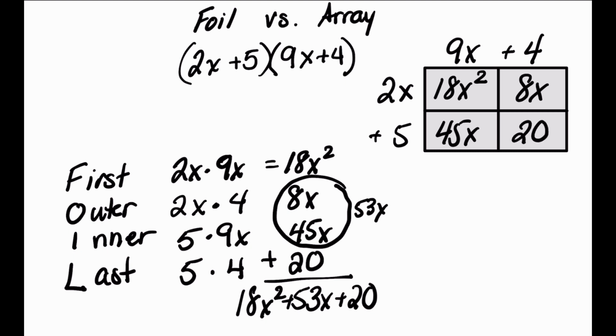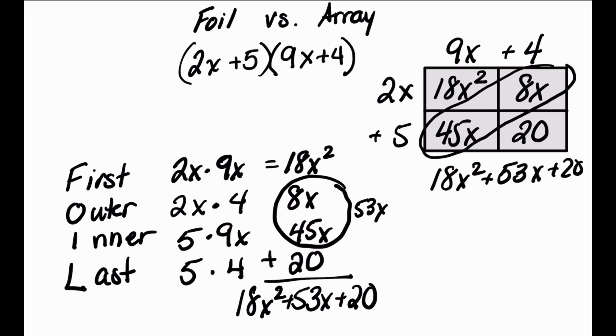And the other thing I kind of like about this is you can clearly see where your like terms are. They'll be literally right here. And since they're both positive, I can add them up, and I still get 18x squared plus 53x plus 20, because these are our like terms. Okay, so same method, same answers. When you have a binomial times a binomial, it doesn't really matter.